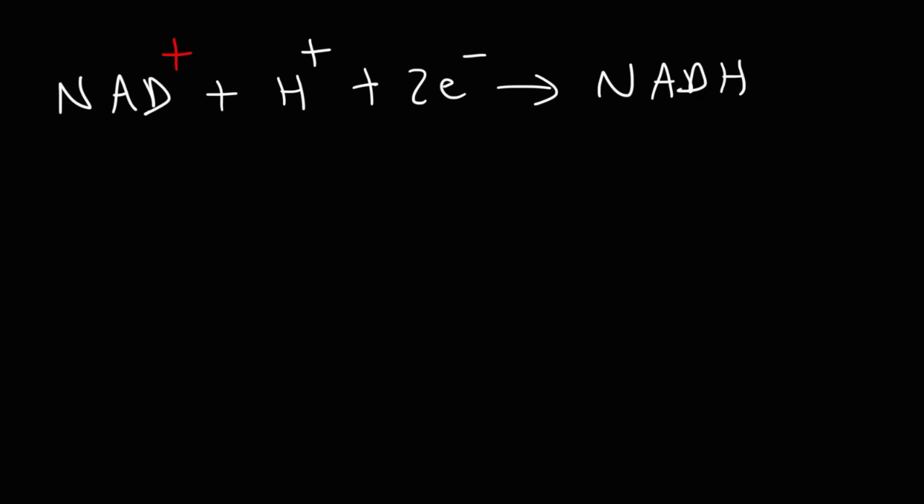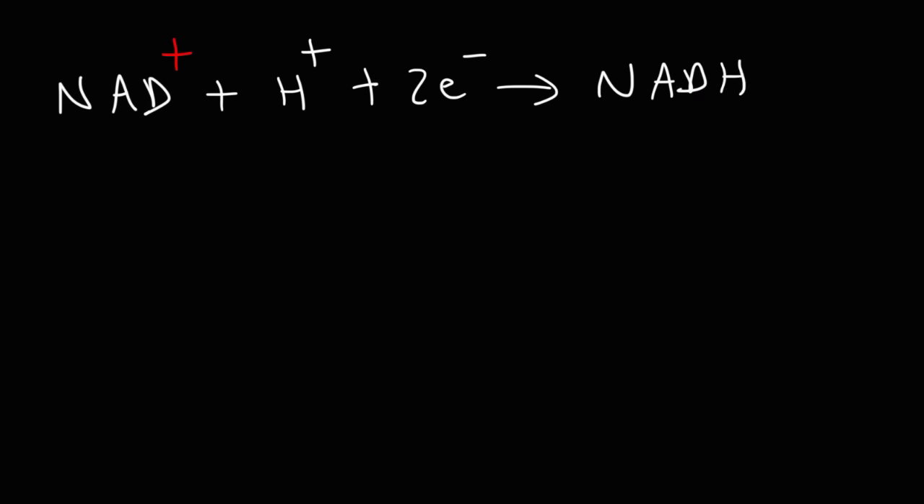Number four. How many ATP molecules are produced during glycolysis? In glycolysis, as we saw in the last problem, 2 ATP molecules are produced. It's not going to be 10, 32, 36, or 38. It's 2. So answer choice A is the correct answer.